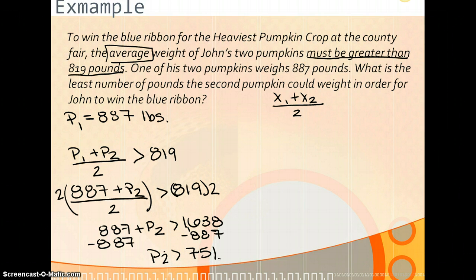So in this case it says what is the least number of pounds. So the smallest that this thing could weigh and he could win would be 752, because that's greater than 751, or you could even say 751.1. You know what I mean? So it could be decimal related, so you want to just make sure you understand that it needs to be greater than 751 in order for John to win.